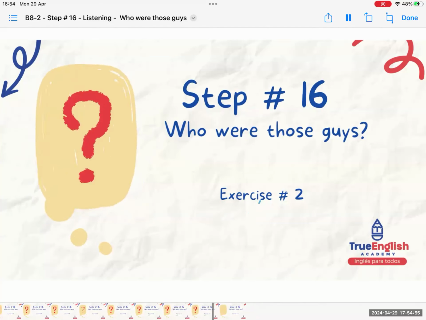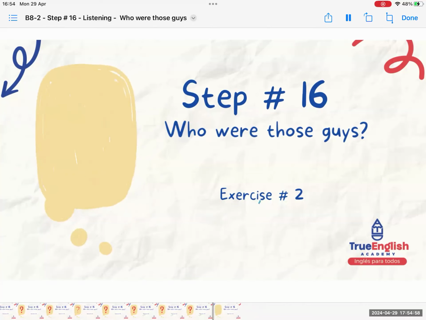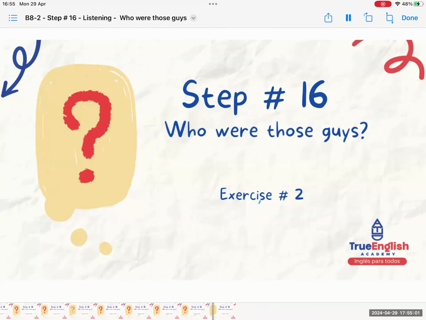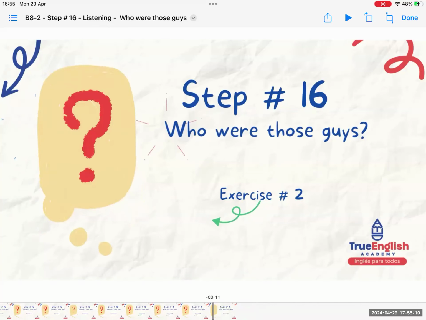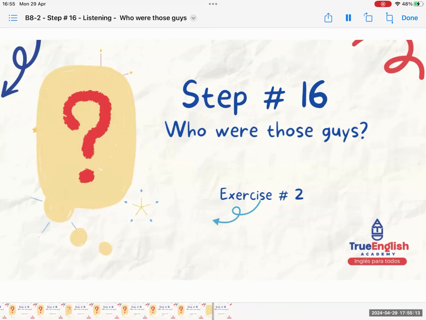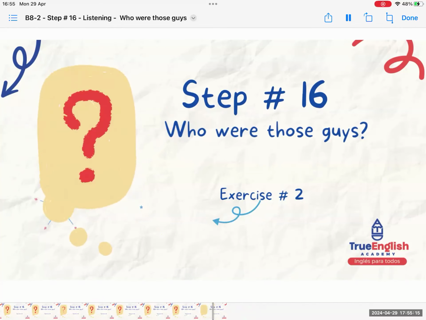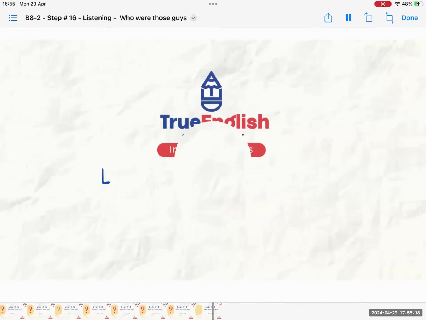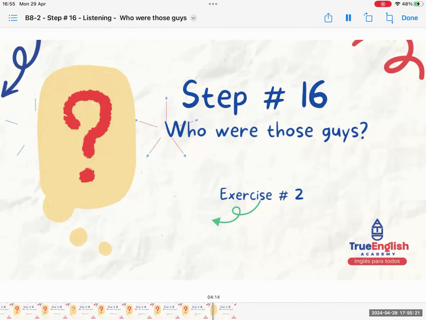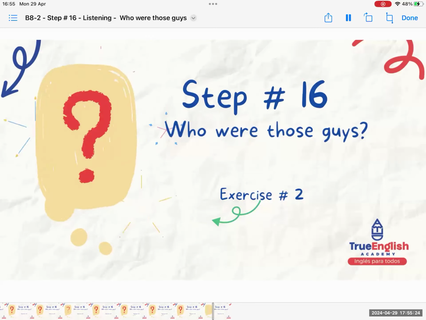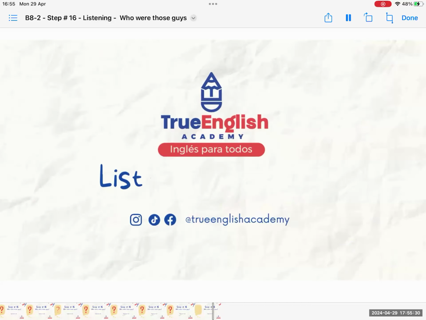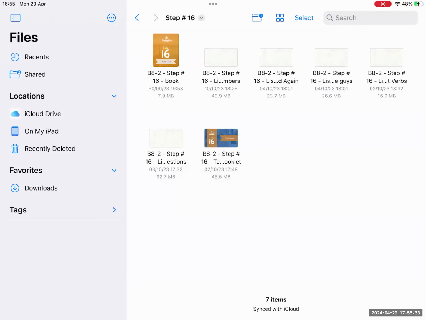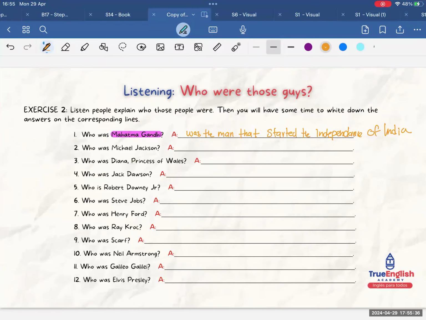To finish, number 12. Elvis Presley was an American singer that we know as the king of rock and roll. Rock and roll. Number 12. Elvis Presley was an American singer that we know as the king of rock and roll. Very good. All right.